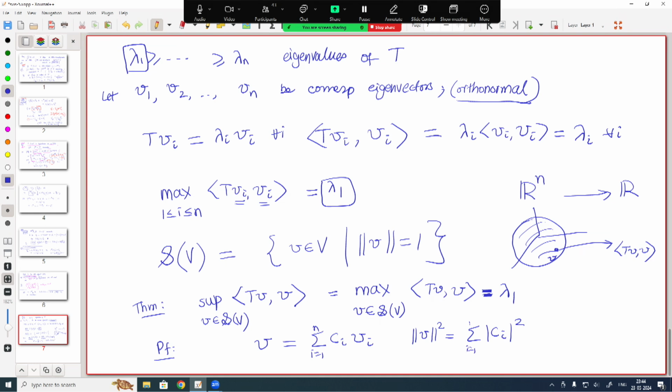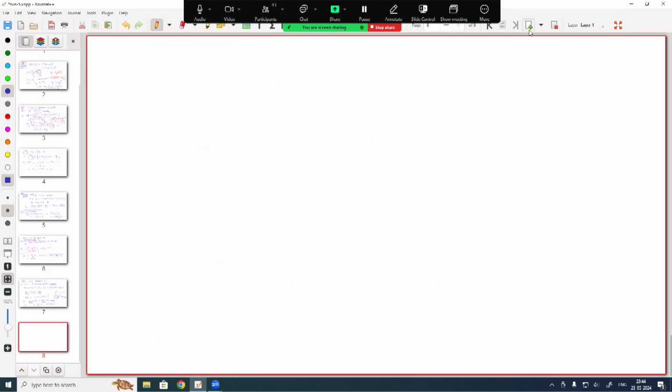So what I know is that I am allowing my vector V to vary over, the vector V is really the coordinates C1, C2, up to Cn, where the summation of mod Ci square is 1. I am only allowing such Ci's. Having done that, let us compute what this function value is. So what is Tv comma V? Firstly let us check that Tv comma V is by the way always a real number.